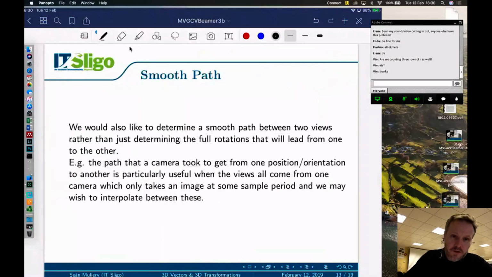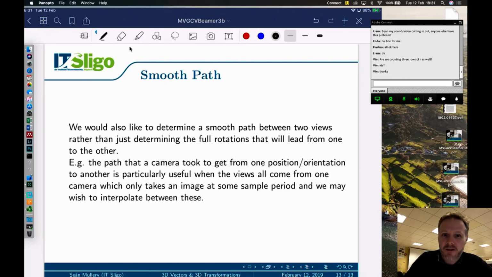We'd also like to determine a smooth path between two views. So just to be able to see that kind of smooth path that we can get between two places, rather than just determining the full rotation between two views, we might want to say, well, what are each of the individual little paths that we took, each of the individual rotations and translations that we took in order to get from one place to another.